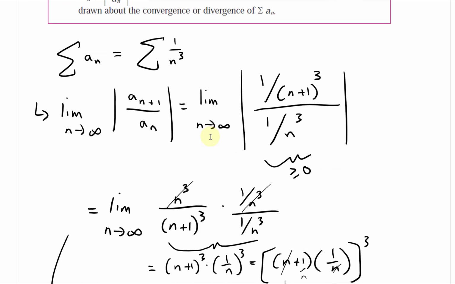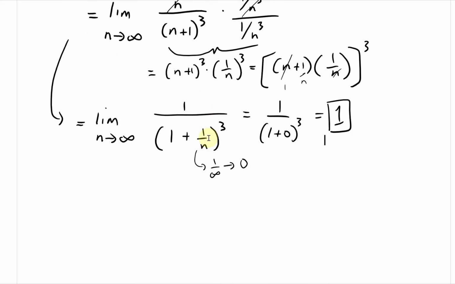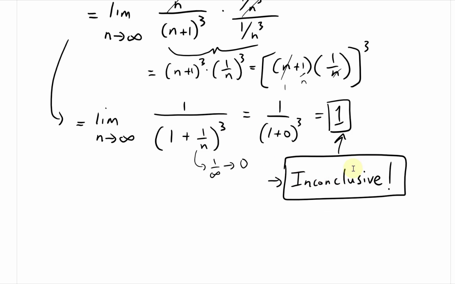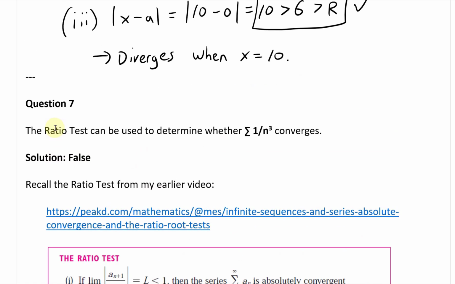So the ratio test is inconclusive. Because it's 1, we go inconclusive. So we can't use the ratio test for it. I'll box this out, and fix up the box, putting the arrows outside of the box. So that's inconclusive, so hence this is false.